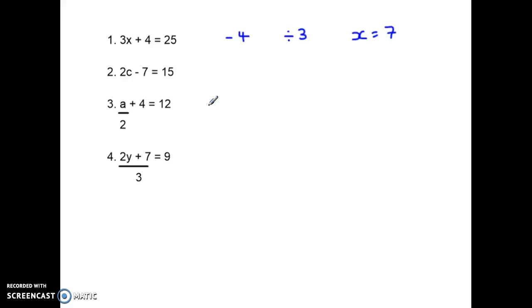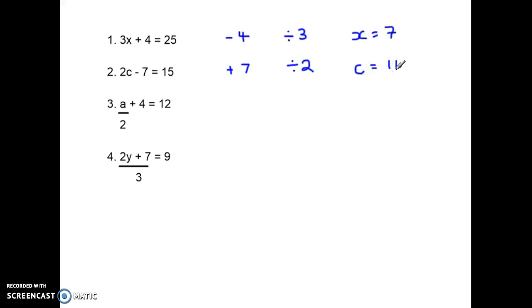Second one's quite similar to the first one. Think about what happened to C. It got times by 2 and then 7 got subtracted. So my inverse operations are firstly to add back the 7 that got subtracted, and to separate the C and the 2, the C was times by 2, so I'm going to have to divide by 2. So 15 plus 7 is 22, 22 divided by 2 is 11. So my solution is that C equals 11.